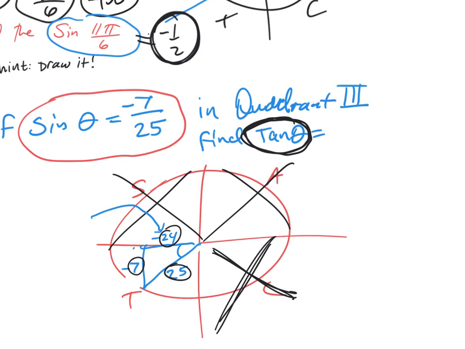So TOA, opposite over adjacent, opposite the central angle, which is right here. Opposite from that is -7 over adjacent is -24, and the negatives cancel, and it'd be 7/24. How many of you see how I got 7/24?